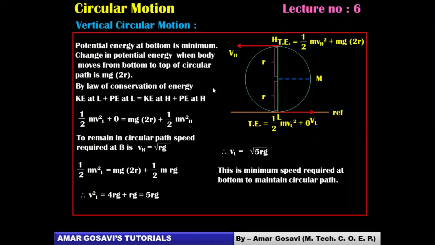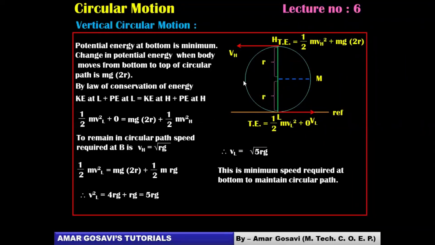So the next point of discussion is, from the bottom point, if we move to the midway point, then what would be the velocity? So now it's very clear that at the highest point, the velocity will be root rg. At the lowest point, the velocity will be root 5rg. Now we need to understand what would be the velocity at the midway position in vertical circular motion.